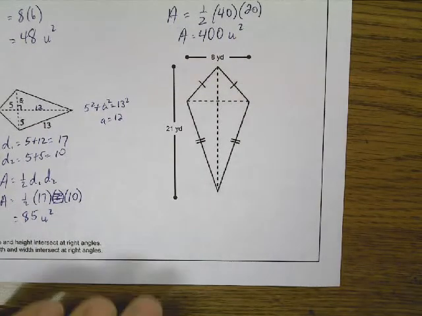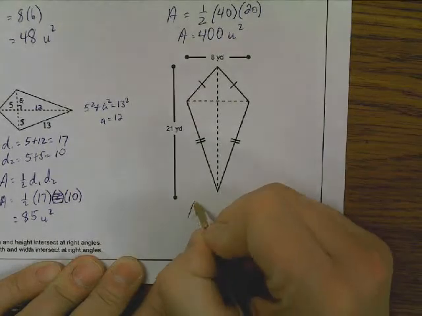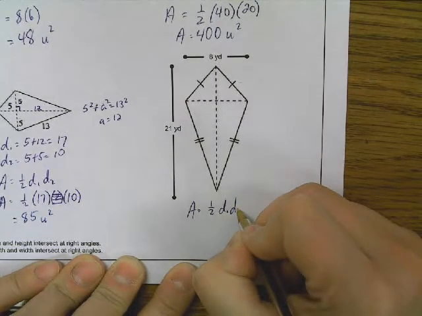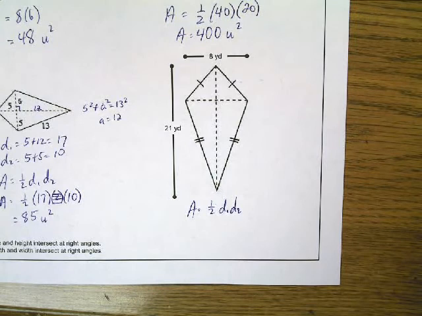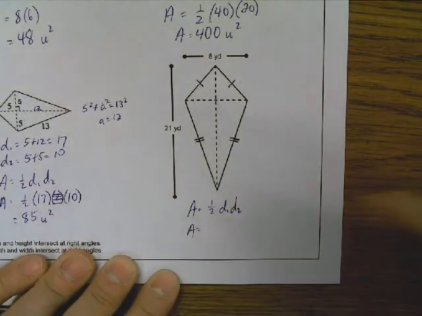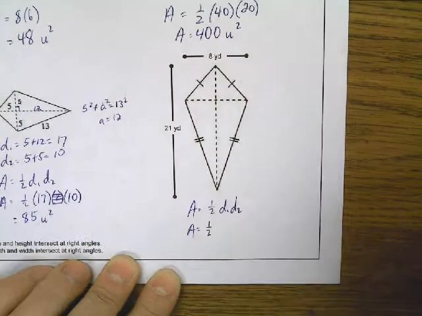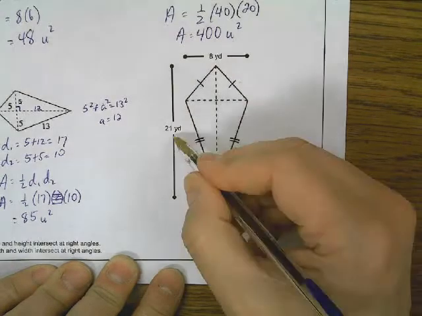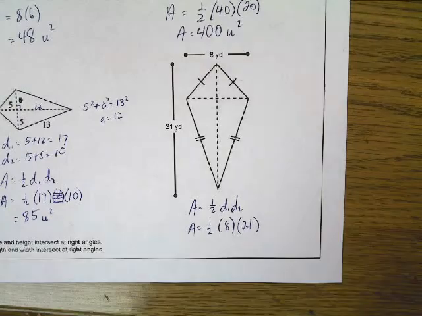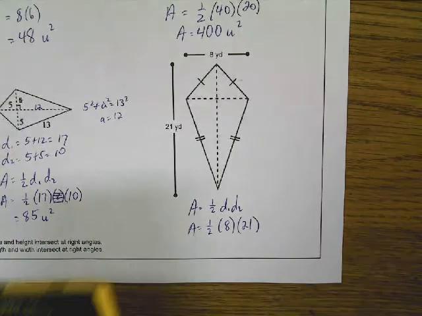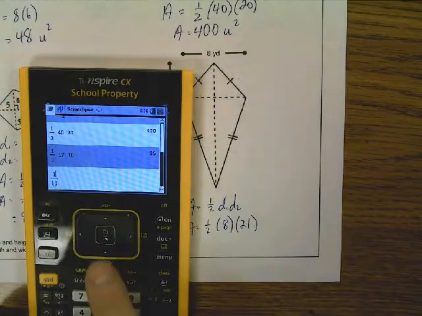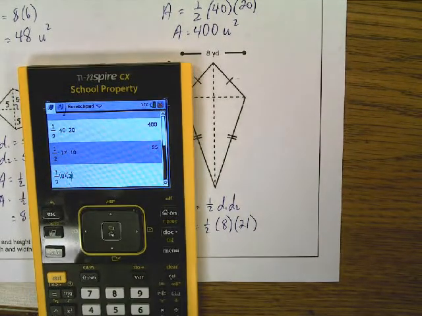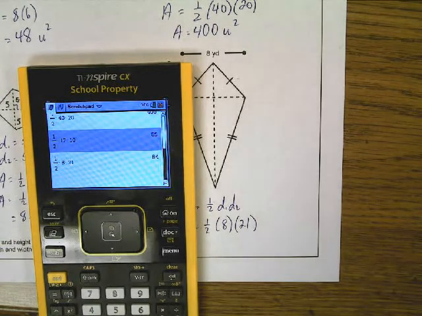Alright, here's the last one for kites. Area formula is going to be 1/2 D1 D2. Okay, plug in 1/2. Okay, D sub 1, again it doesn't matter, I'm going to let 8 be D sub 1. Okay. 21 for D sub 2. We type it in. So 1/2, parentheses 8, parentheses 21. Enter. And you get 84.